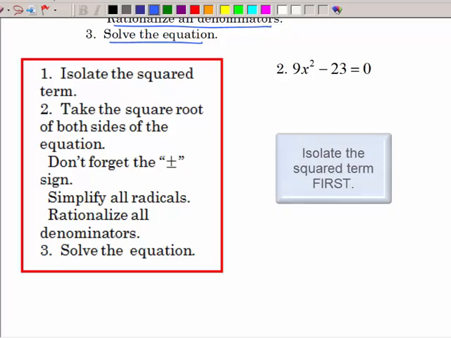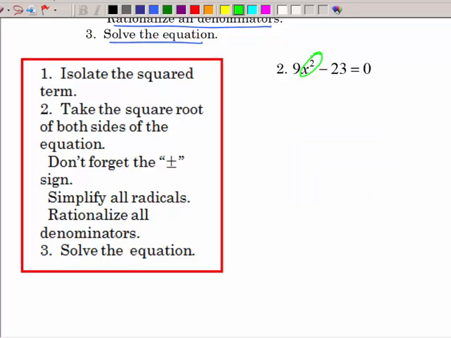So the first step is to isolate the squared term. Now this is what we need to get by itself, just x squared, not the 9x squared, but x squared. So how can we do that? Well, we can add 23 to both sides, and we have 9x squared equals 23. And again, I just need the x squared by itself. So how can I get rid of that 9? We're going to divide because it's being multiplied.